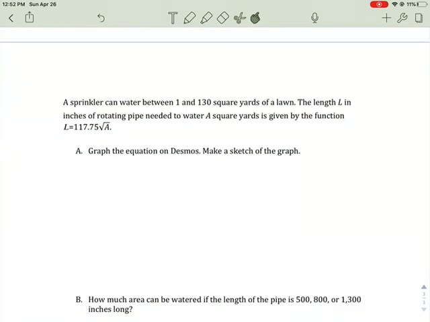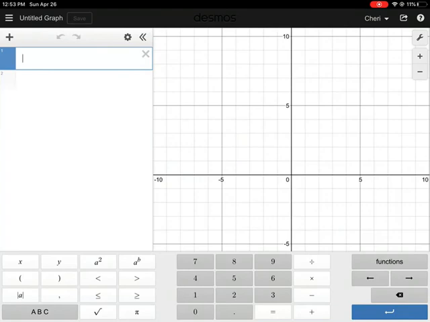So how does this work? What do we care about this? Let's do an application problem. A sprinkler can water between 1 and 130 square yards of a lawn. The length, L, in inches of a rotating pipe needed to water A square yards is given by the function L equals 117.75 square root of A. We're going to graph that on Desmos, and we're going to sketch it.